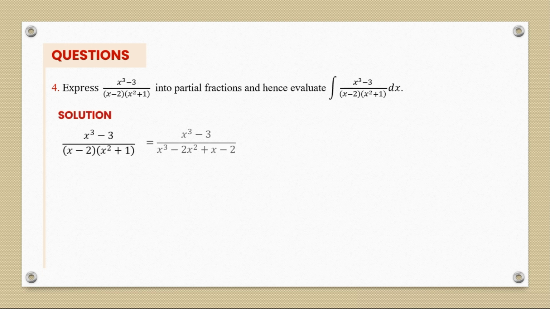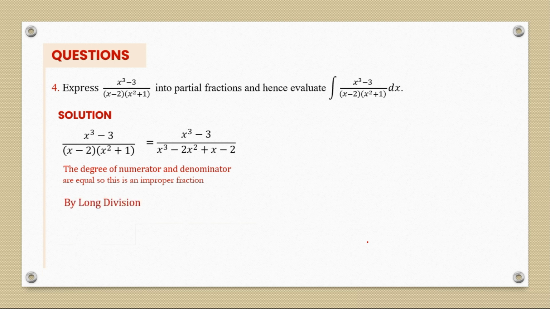So as you can see, this can be expressed that way when you open the brackets at the denominator, and you can already see that the degree of the numerator and the denominator are equal. So this is an improper fraction, so we're going to have to use long division. So by long division, we're going to have this, but now we're going to add the missing coefficients. So we have 0x squared plus 0x, so that's just to make it look neat, minus 3, dividing that.